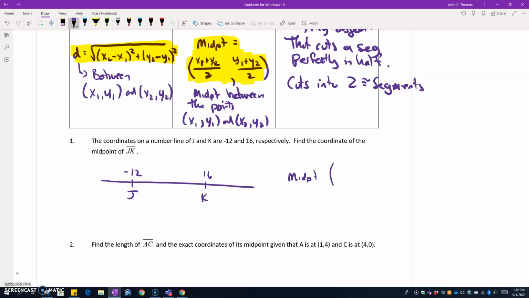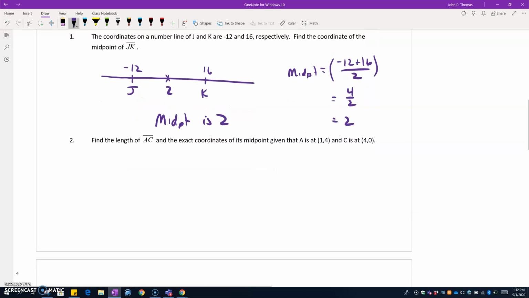So we're going to take the average of that, negative 12 plus 16 divided by 2. That's 4 over 2, which is 2. And 2 is going to be the midpoint. It's kind of right here in the middle between the 2 values. So the midpoint is 2.